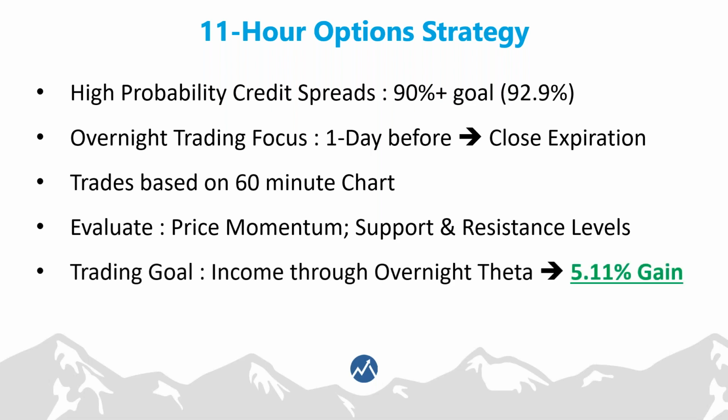The trading goal is to generate income through overnight theta decay. Basically, we're selling something with a value at the time that we sell it, with the hope that it expires at zero. So we sell something, but then it becomes worthless. Therefore, we keep the maximum gain. And again, we run a little over 5.1% per trade.